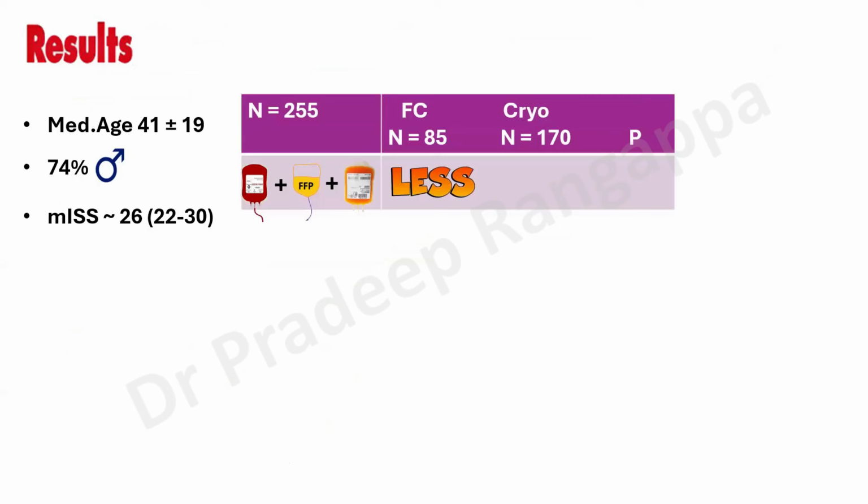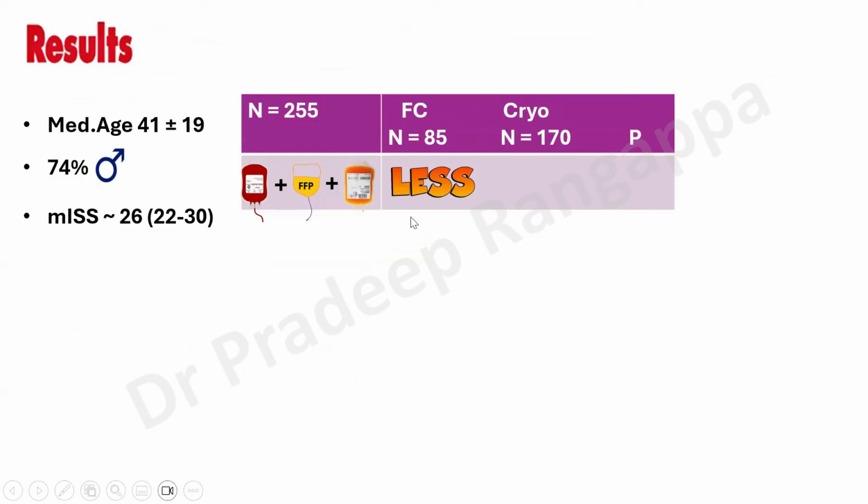And they looked at major complications. In this study, the mean age of the trauma patients was 41 plus or minus 19, 74% were males, and the median injury severity score was 26. So they had 255 patients. As you see, 85 patients were in the fibrinogen concentrate group and 170 were in the cryoprecipitate group.